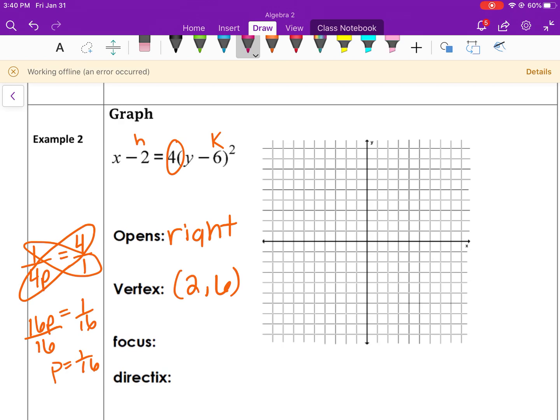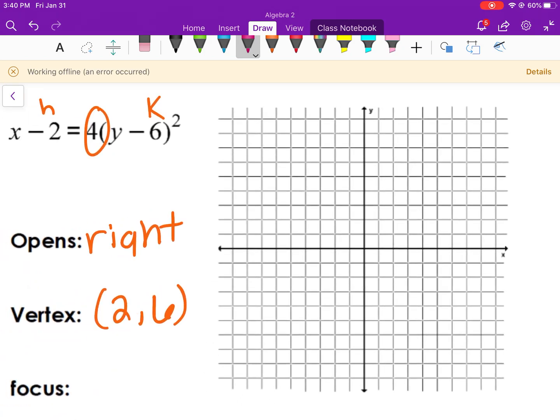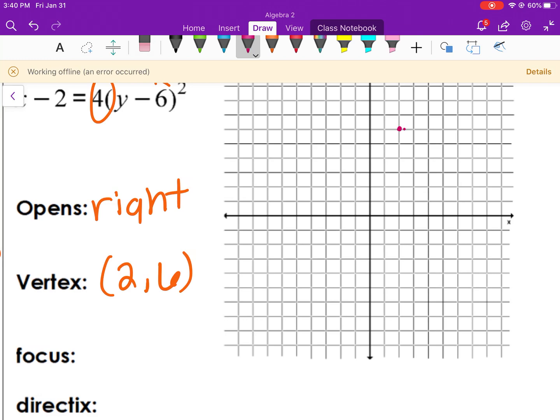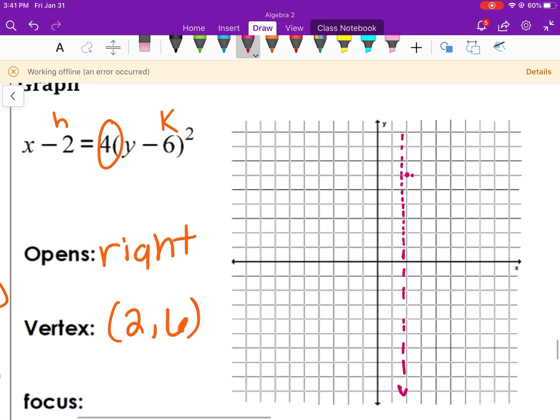Since p is an extremely small value, it's going to be a very, very narrow parabola. The a value is 4, so it's very, very narrow. And we're going to have to approximate on our graph a little bit. So if I start with my vertex at 2, 6, and then I graph the focus to the right, 1/16, 6, so very close. And then the directrix back 1/16, very close. So I zoomed in a little bit and am essentially approximating the best I can.